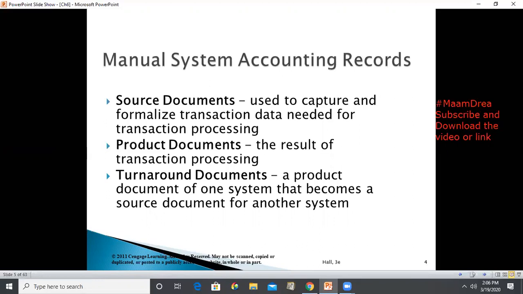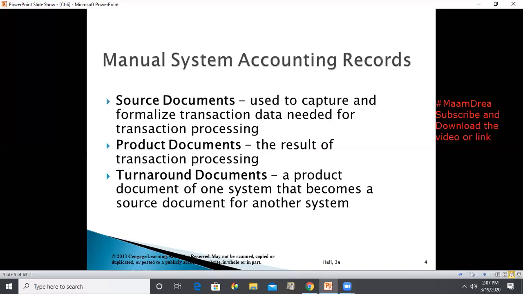For the documents, we have the source documents, product documents, and turnaround documents. Later on, we are going to examine more and compare them to the magnetic counterparts in the computerized-based systems. The document actually provides the evidence of the economic event that is used to create or initiate a transaction processing.